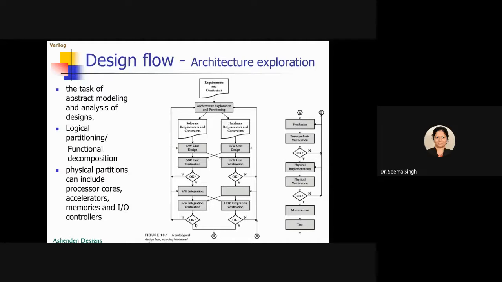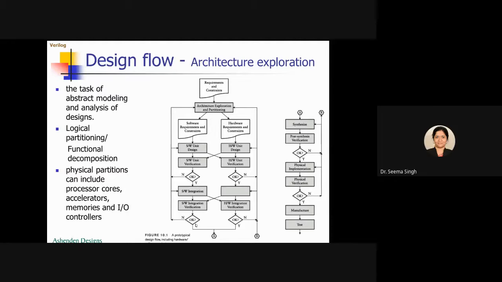Physical partition includes processor cores, accelerators, memories, and IO controller. I hope you all remember what we mean by processor core. Processor core is the main processor, where we had studied the Gumnode processor. Like that, various processors can come into the picture. Accelerators are special hardware which makes our system faster. Any processor becomes slow with more tasks to be implemented. So accelerators are a separate hardware used to enhance the speed of the processor. And memories and IO controllers also come as a part of physical partitioning.